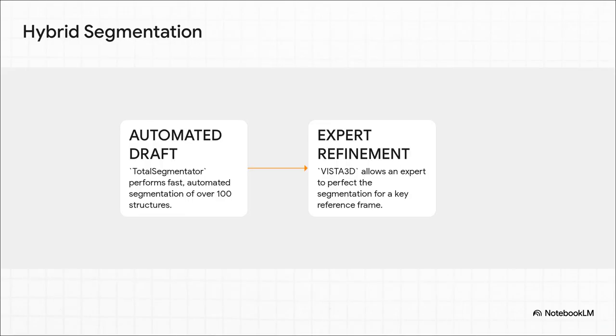Now, you can imagine trying to do this for an entire 4D scan. That would take an expert literally forever. So to get both speed and accuracy, researchers use this really clever two-step hybrid approach. First, an AI tool called Total Segmentator zips through and does a fast, automated first pass. Then, a human expert uses another tool, Vista 3D, to come in and perfectly refine the details on just one key frame, creating a kind of gold standard to build from.